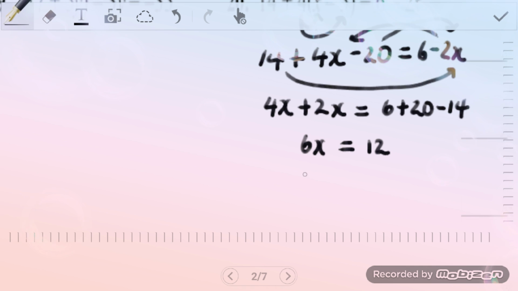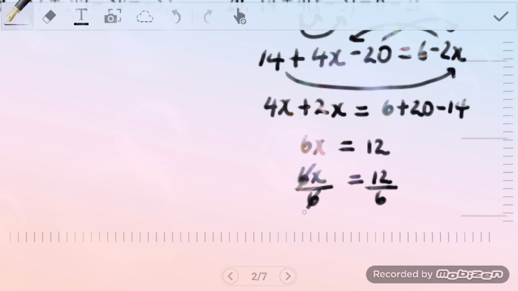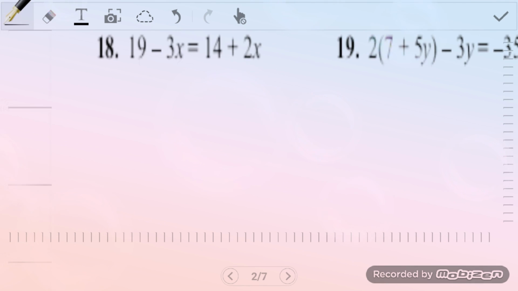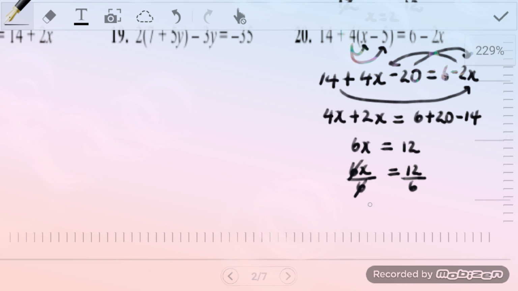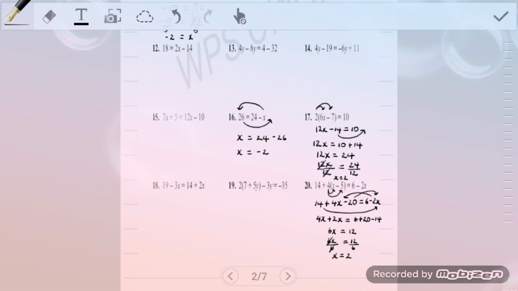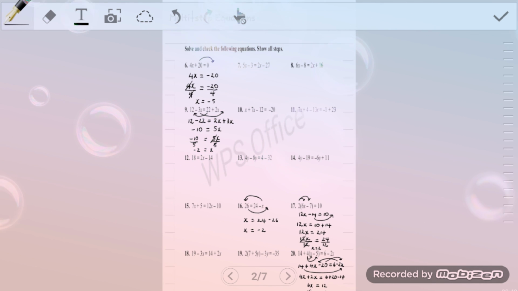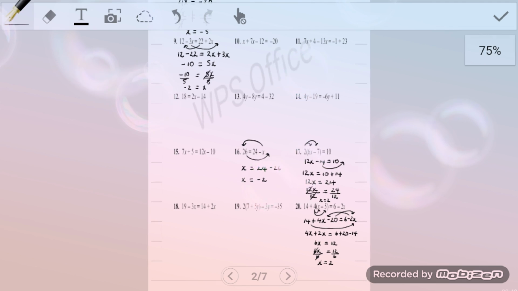Okay? And as per usual, we balance both sides of the equation by dividing by 6. And you'll find that your result here works out to actually be equal to 2. Alright, so x here works out to be 2. Alright, so as you can see there, guys, just a few examples we were actually able to go through.